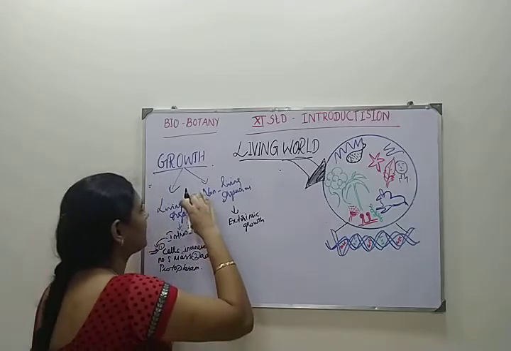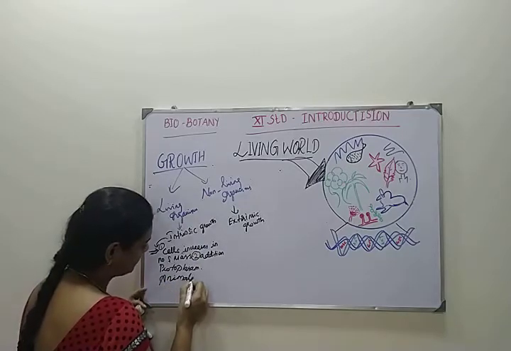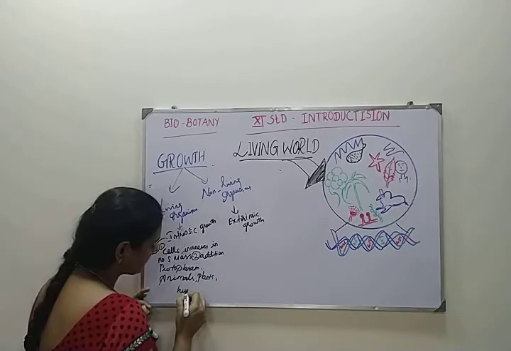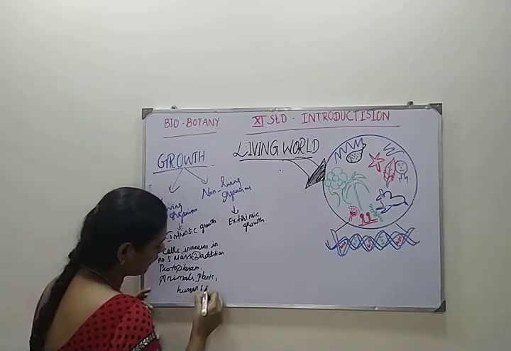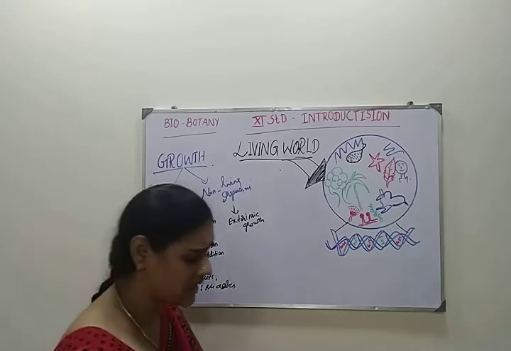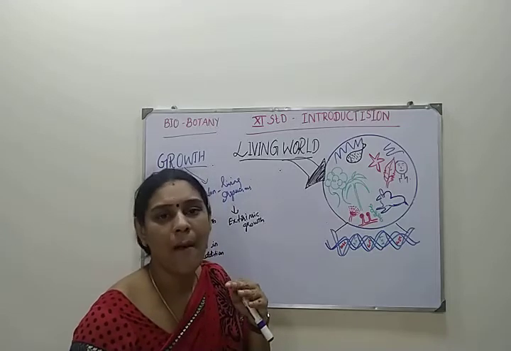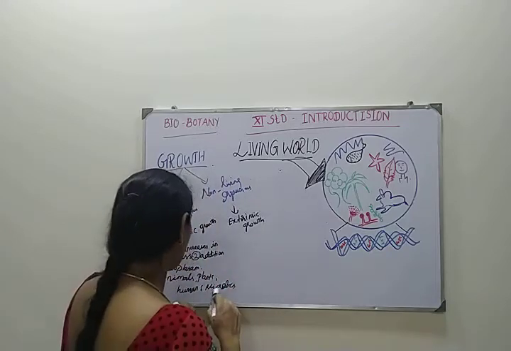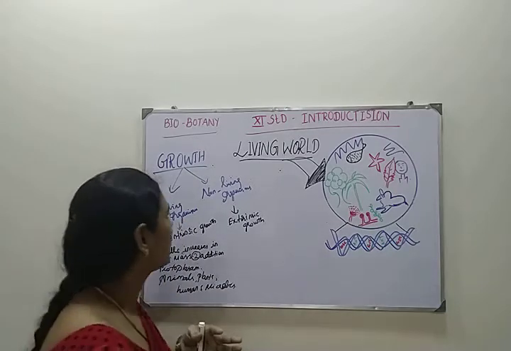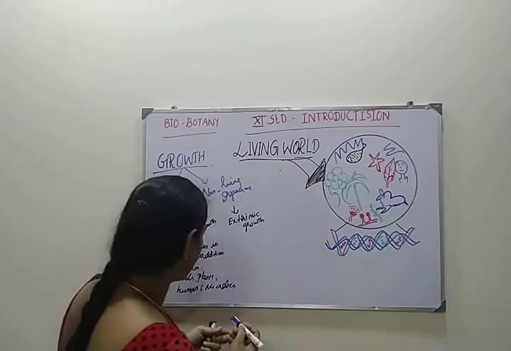This is happening in living things. Examples: animals, plants, humans and microbes. Microbes, as you have studied in lower classes, are bacteria, fungi and viruses; all are called microbes. So this is about intrinsic growth in living things. Next, non-living things have extrinsic growth. What is called extrinsic growth?